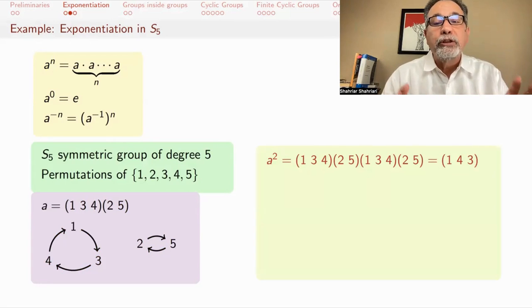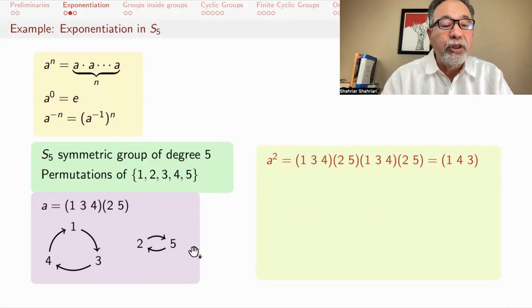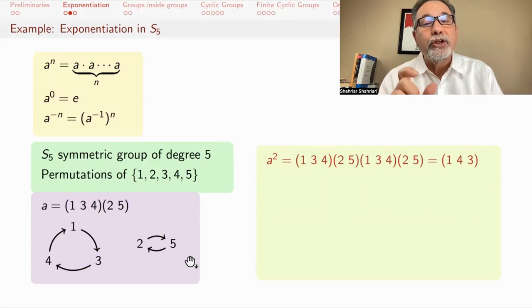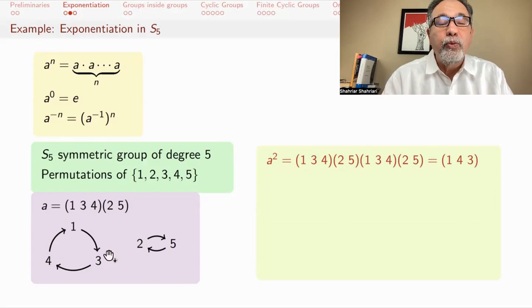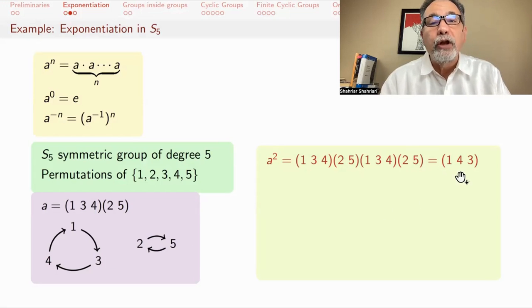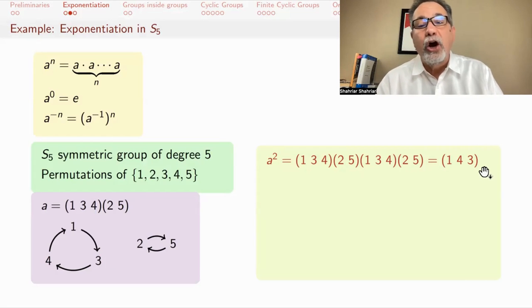It means that you multiply this guy by itself, and you can multiply it without looking at the diagram here, and you'll get (1 4 3). Or you can think about it: the 2 and 5 were switched. If you switch them twice, 2 stays put, 5 stays put, and if you do it twice, 1 goes to 4, 4 goes to 3, and 3 goes to 1. And so we get (1 4 3). This is the cycle notation, and implicit is that the 2 and 5 are fixed.